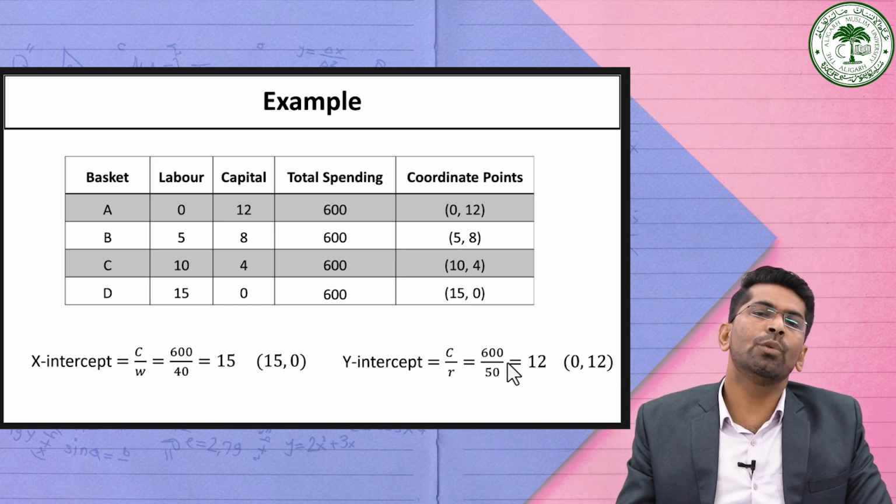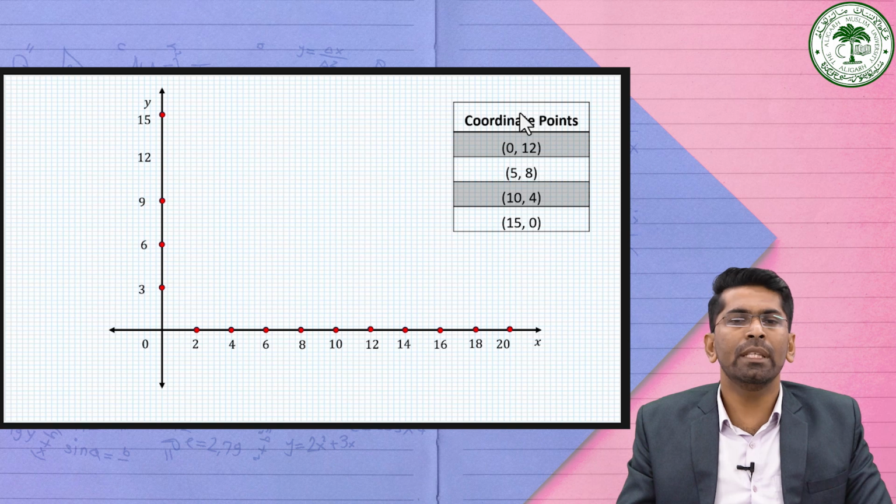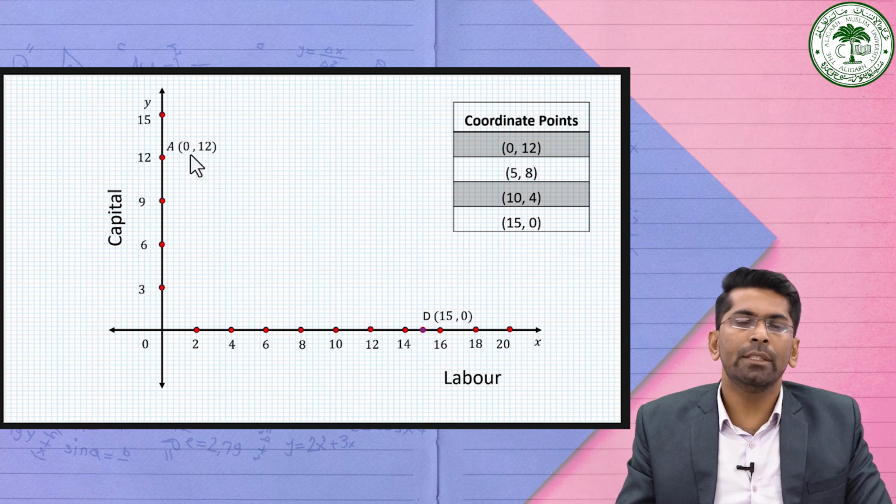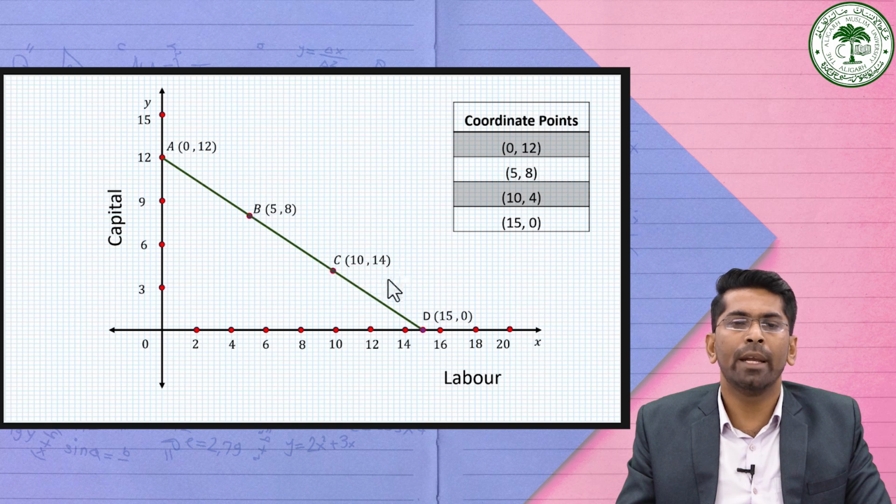By using these two intercept terms, or the different coordinate points, we can draw the graph. On the x-axis we are taking labor and on the y-axis we are considering capital. Then we plot these points. Point D is 15 when capital is equal to 0. When labor is equal to 0, then capital is equal to 12. Now, by joining these two points, we get an isocost line. This is an isocost line. The remaining points we can mark: point B is 5 and 8, point C is 10 and 4.